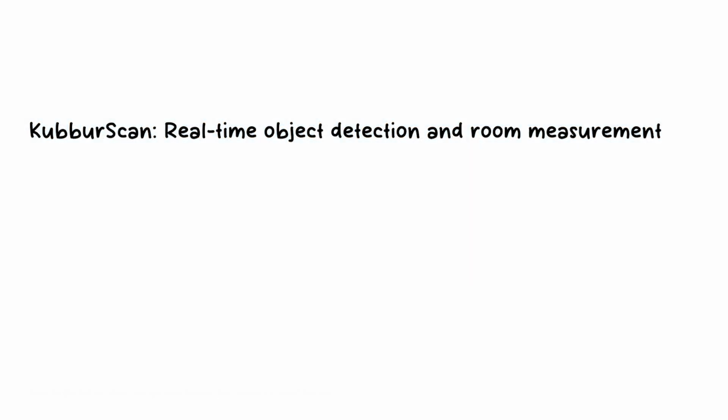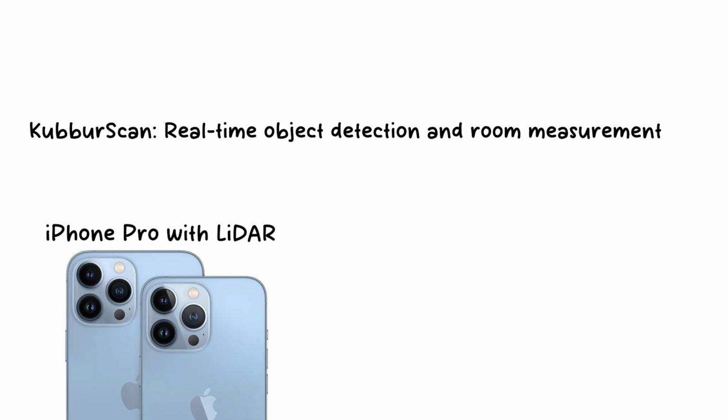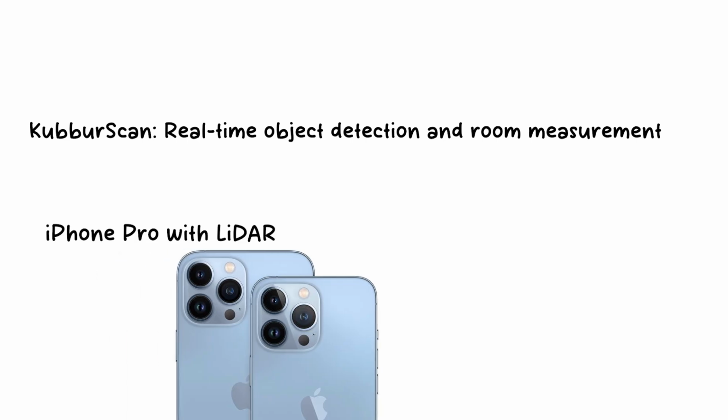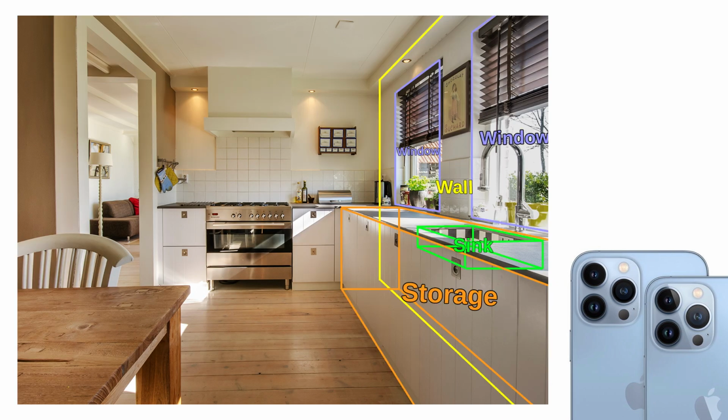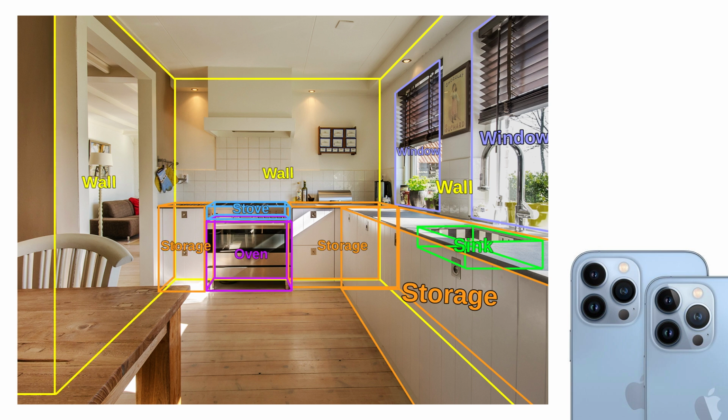Meet KubburScan, the mobile LiDAR scanning app that turns a LiDAR-enabled iPhone Pro into a powerful indoor mapping tool. Imagine walking through a building and watching it become a structured 3D capture in real time. With KubburScan, you don't need expensive scanners, bulky equipment, or complicated workflows.